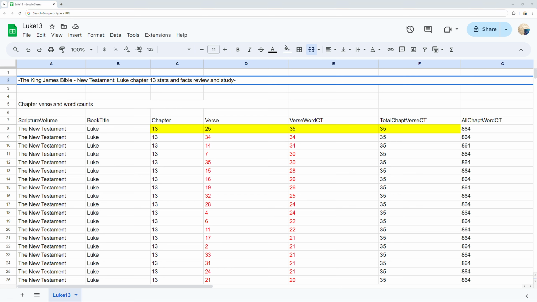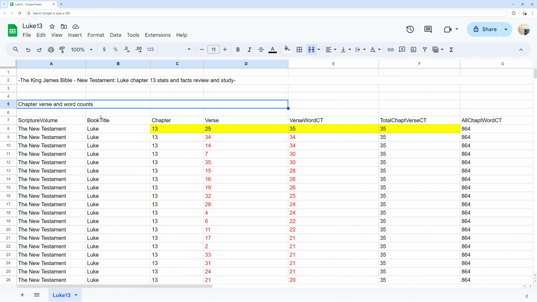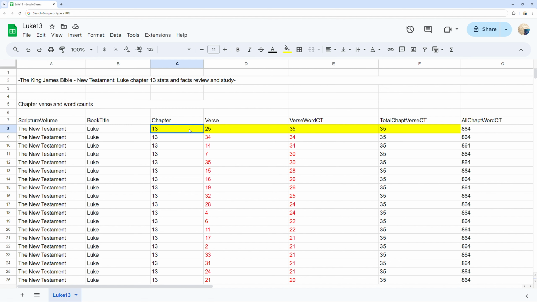The King James Bible, New Testament, Luke chapter 13 Stats and Facts Review and Study. Chapter, verse, and word counts. Luke chapter 13 verse 25 has the most words at 35 words.